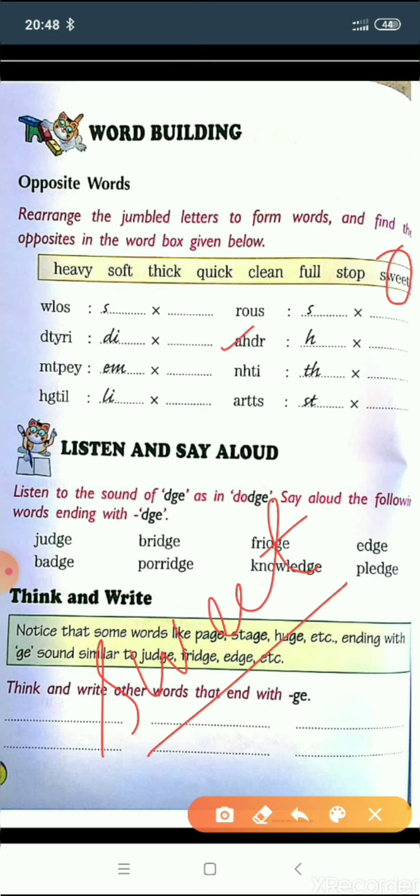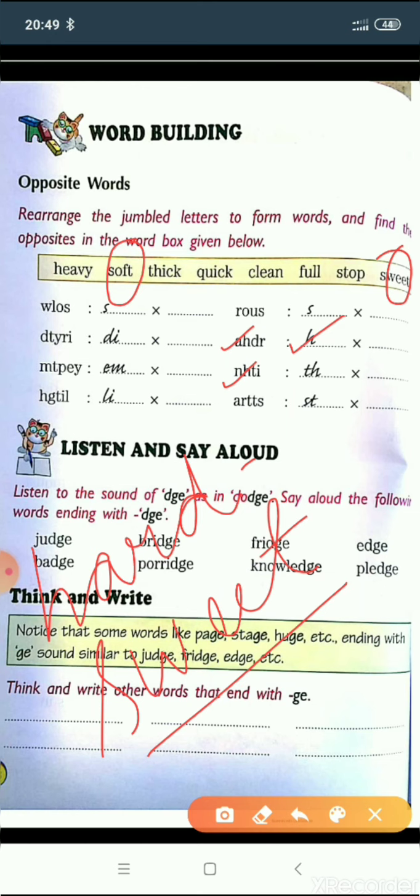Then we have AHDR, and the word should start with H. So the word is hard. Opposite of hard is soft. S-O-F-T, soft. Okay. Next word is NHTI.